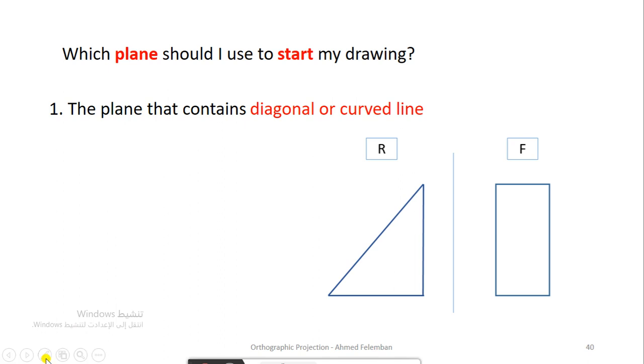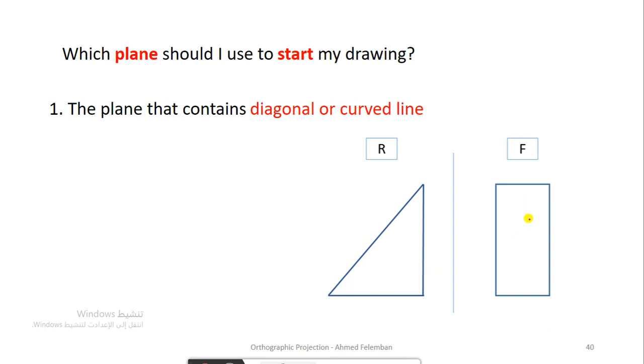What do we mean by that? Suppose that we have a front and a right view, and I have to choose one of them to start drawing. In this case, you have to choose the right. Why? Because we don't have any diagonal lines in the front; all the lines are straight. While in the right, we have a diagonal or curved line, so we choose the right.